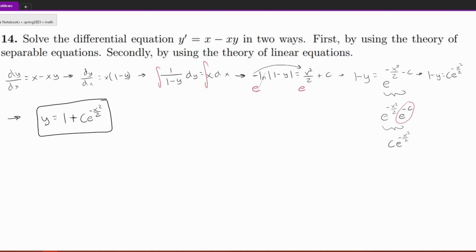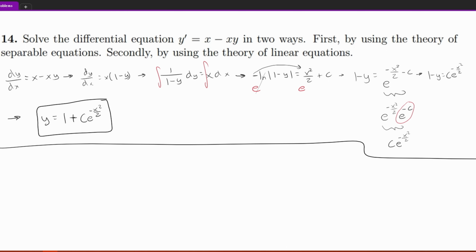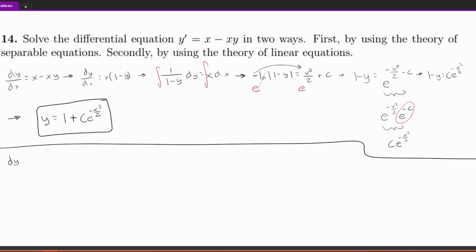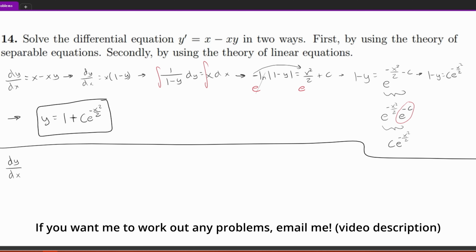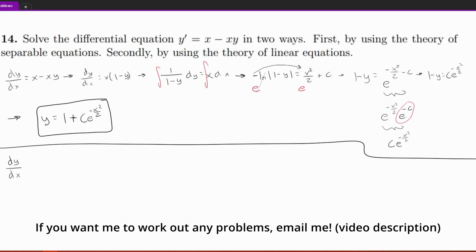Now, we also want to look at the theory of linear equations. For the theory of linear equations, we are going to rewrite this like we did for separable equations, dy dx, but we want to move our negative xy to the other side. So it's going to become plus xy is equal to x. And this is because we want to assign our p(x) and q(x) values. So this right here is going to be p(x), and this right here is going to be q(x).